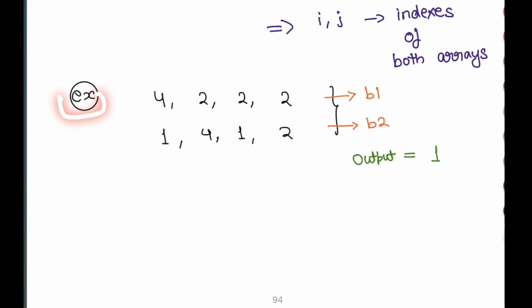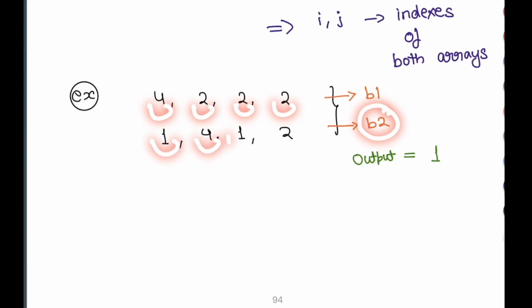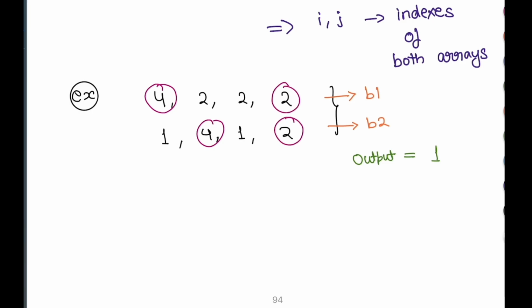In the example, the first basket B1 has 4 elements: 4 2 2 2. The second basket has 4 elements: 1 4 1 2. Now we can see that there are a few elements which are the same in both baskets. 4 is the same, right? 2 is also the same, so they both have a 4 and a 2. But the other elements are 2 and 2 in basket 1 and 1 and 1 in basket 2.